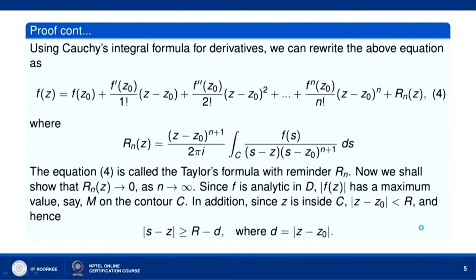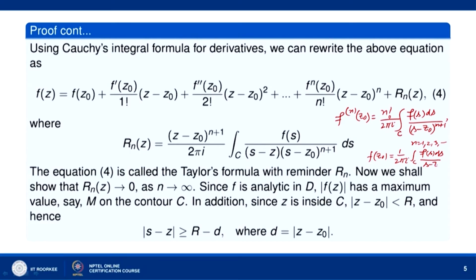Now, using Cauchy integral formula for derivatives, let us recall that f^(n)(z naught) is equal to n factorial divided by 2 pi i integral over C f(s) ds over (s minus z naught) to the power n plus 1, where n takes values 1, 2, 3 and so on, okay. And f(z naught) is equal to 1 over 2 pi i integral over C f(s) ds over (s minus z naught), okay.